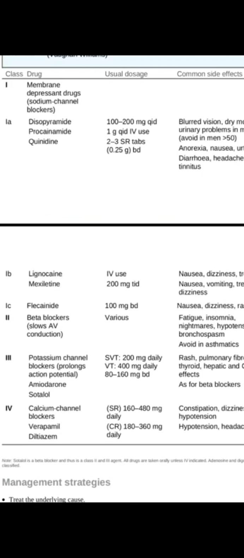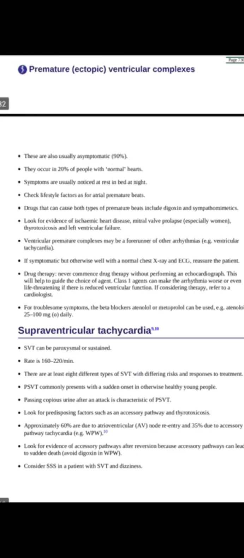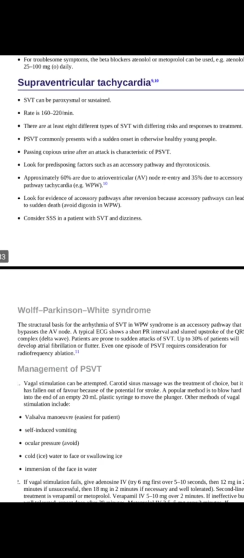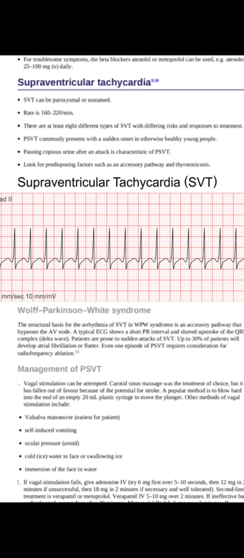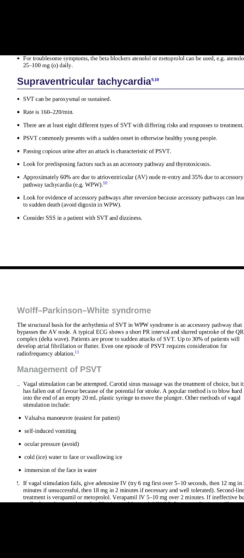Next pages are not of importance. Moving to the topic known as supraventricular tachycardia. Supraventricular tachycardia is basically paroxysmal or sustained, when the heart rate is between 160 to 220 beats per minute. There is a copious amount of urine produced in these patients. Probably this is due to AV nodal re-entry or due to the accessory pathway known as WPW syndrome.